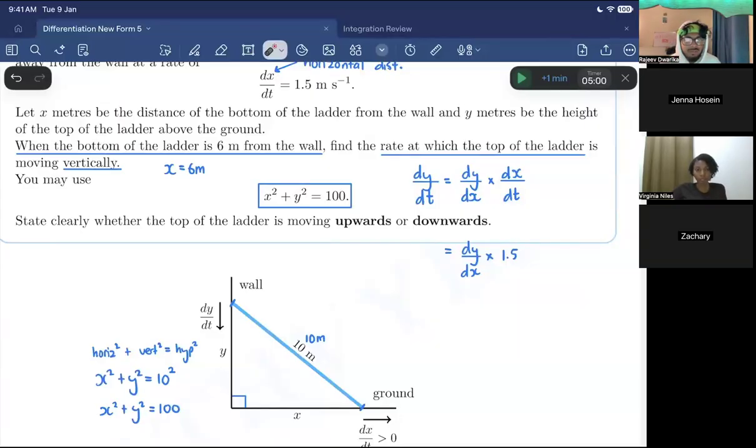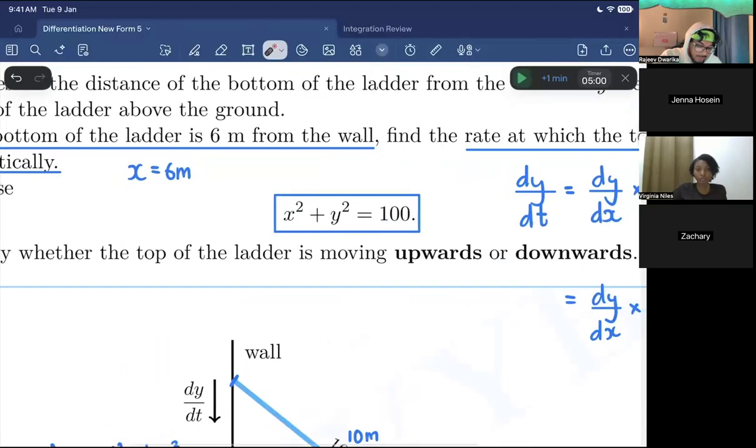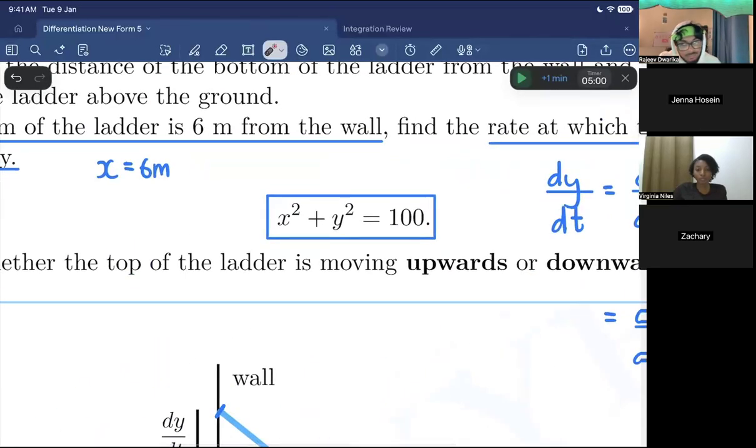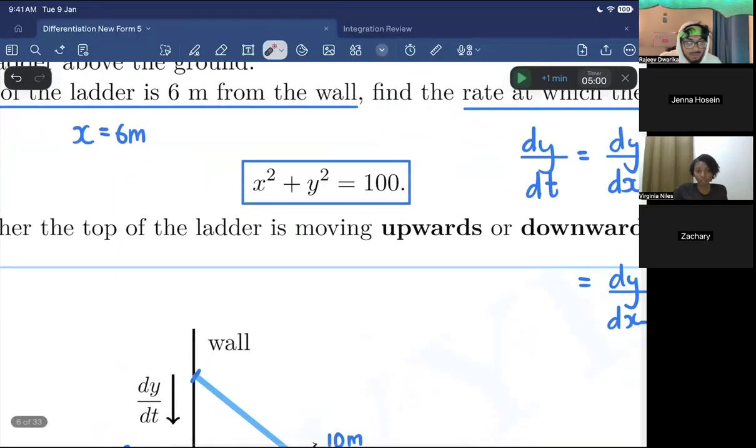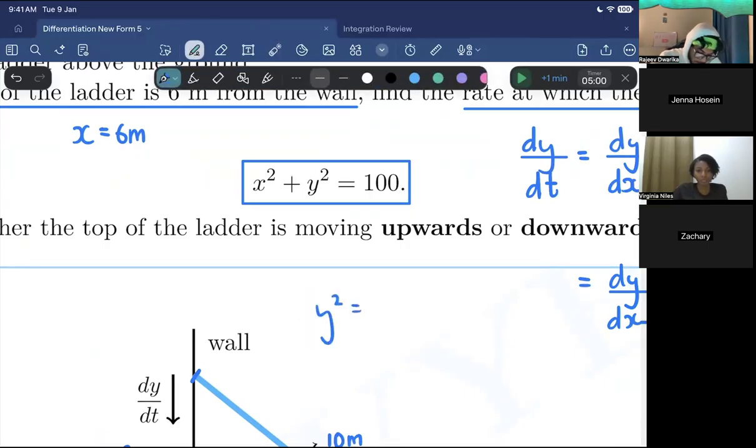What variable do you have? We have x. Which one do you think we should find to make your life simple? For y. How would I find y? If x is 6, subtract x squared from both sides. So y squared would be equal to 100 minus x squared, and what is x? x is 6, so 6 squared is 36.